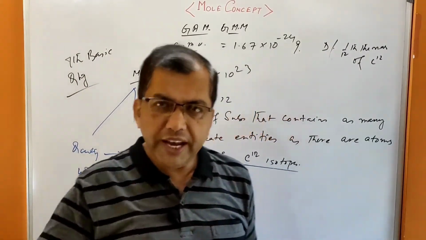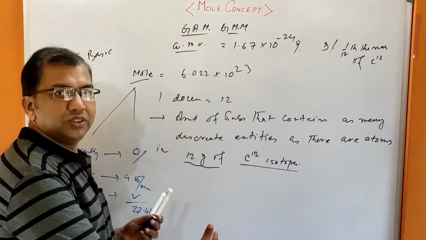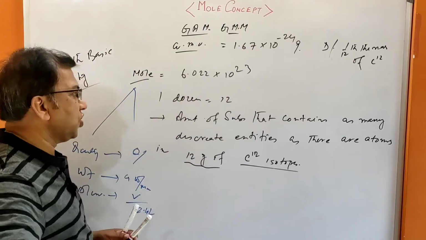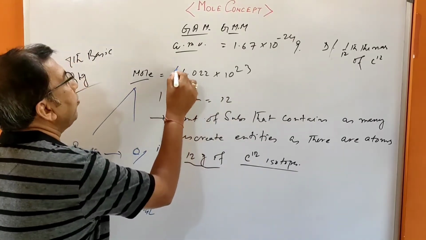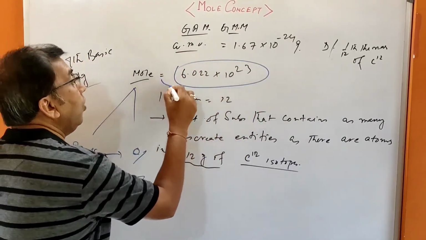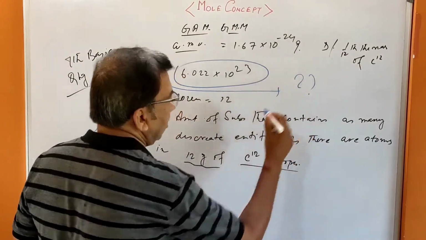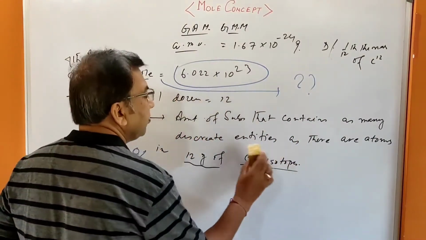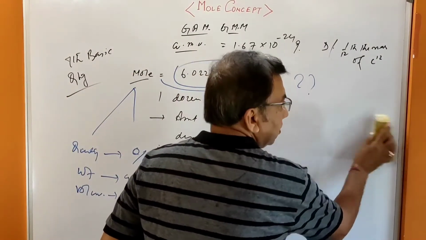I am coming. So let's calculate what 1 mole is. Next, calculate 1 mole. You are writing this. How does this value come? What is 1 mole?